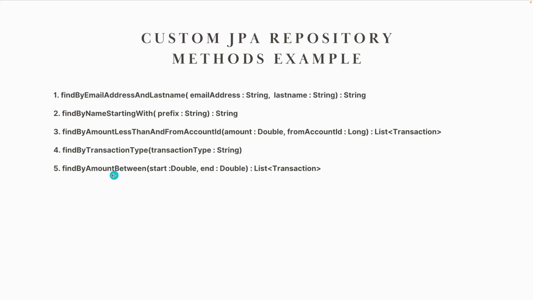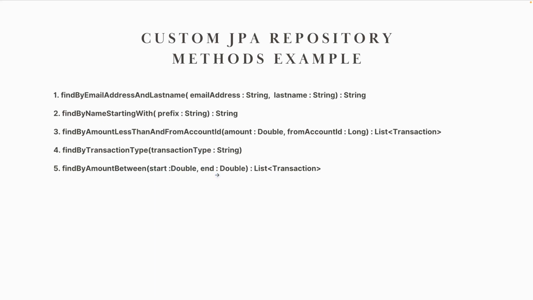And here are some examples of custom JPA repository methods. So you can do findByEmailAddressAndLastName. You can do findByNameStartingWith. You can do findByAmountLessThanAndFromAccountId. FindByTransactionType, and you can specify the transaction type string, so whether it's deposit or whether it's withdraw. You can do findByAmountBetween and specify the starting point and the ending point.